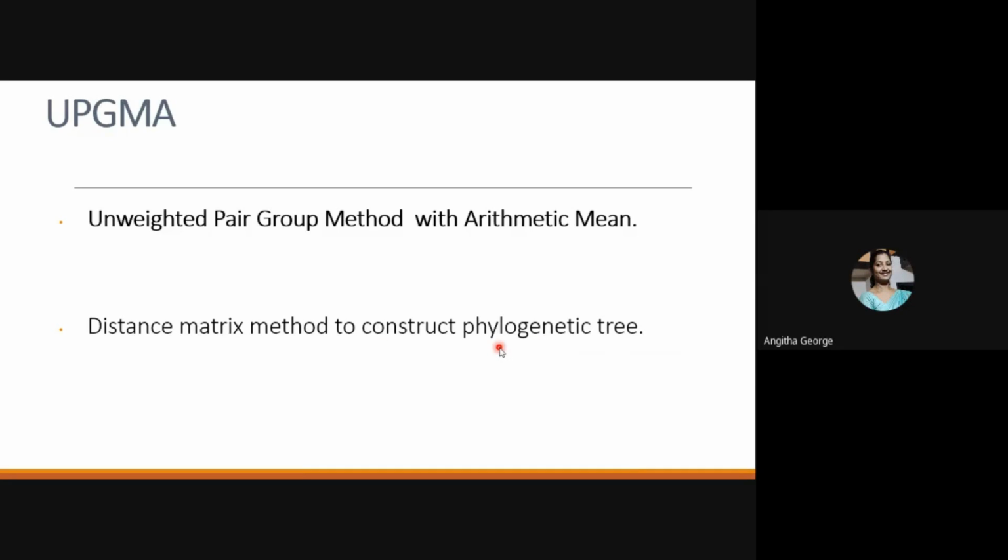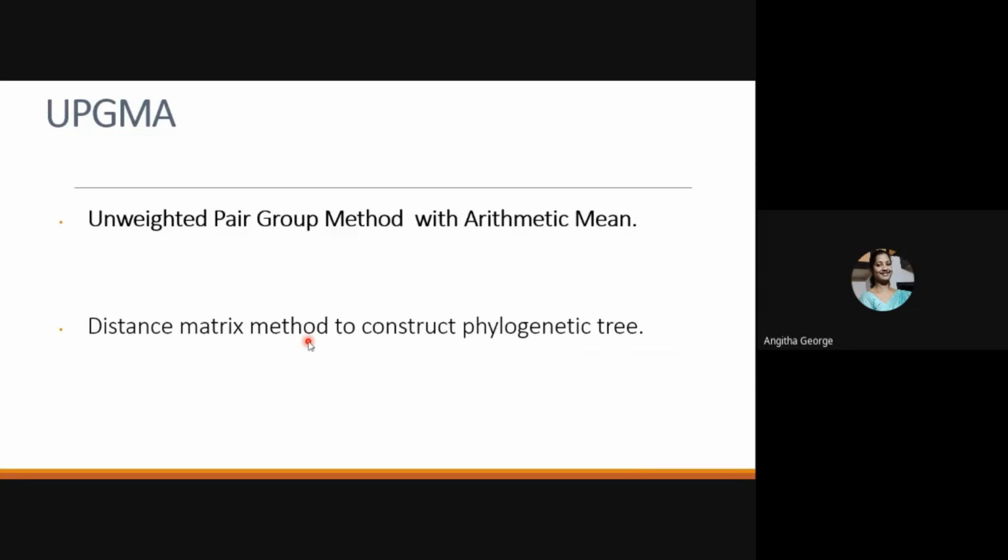What do you mean by phylogenetic trees? Phylogenetic trees are trees that show the graphical representation of the evolutionary relationship among three or more genes or organisms. Phylogenetic trees can be constructed using two methods. One is the distance matrix method and the other is the character-based method. UPGMA comes under the distance matrix method.